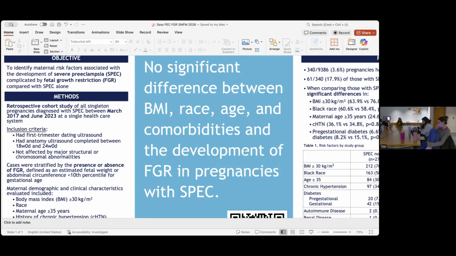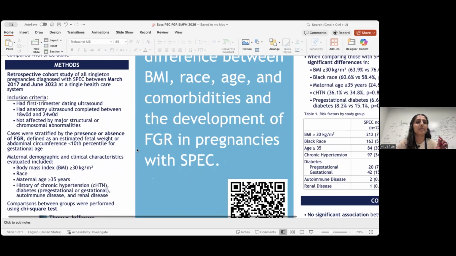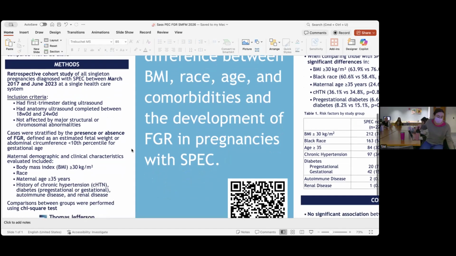Yeah, I think you could say for the middle part, which is what we're still talking about, in pregnancies with severe preeclampsia, BMI, race, age, and comorbidities were not associated with the presence of FGR, or something like that. Okay. Yeah, that's actually the best way to put it. Okay, you can move over. Go back to the methods. Yeah, I just want to see the rest of it.